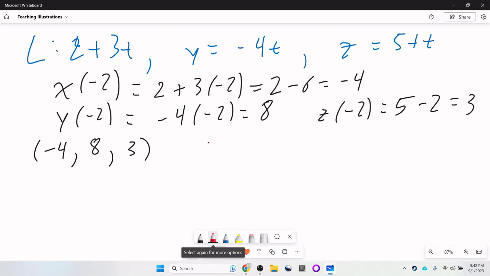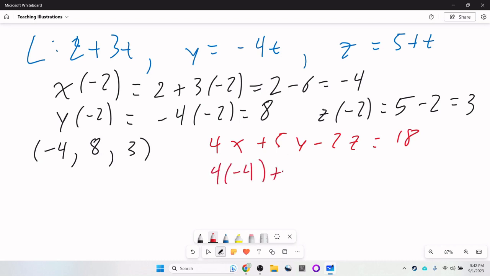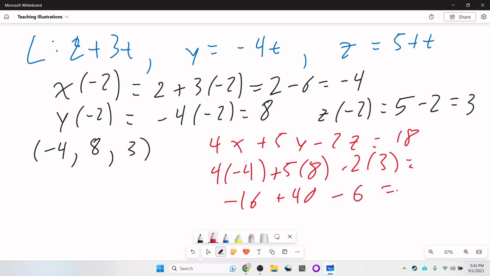The plane equation was 4x plus 5y minus 2z is 18. You could say 4 times negative 4 plus 5 times 8 minus 2 times 3 is negative 16 plus 40 minus 6, which is 18. So that's on both the line and the plane.